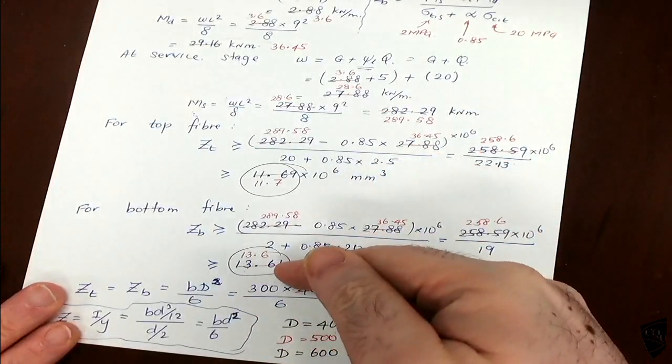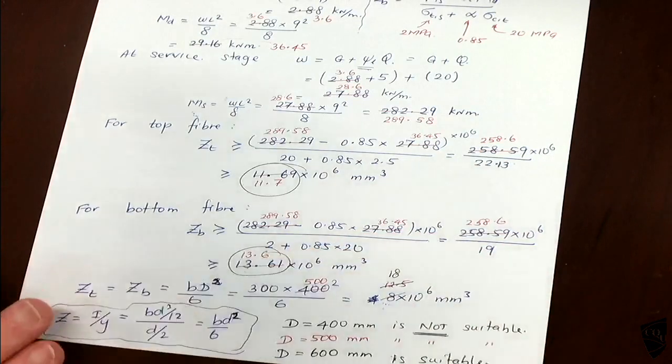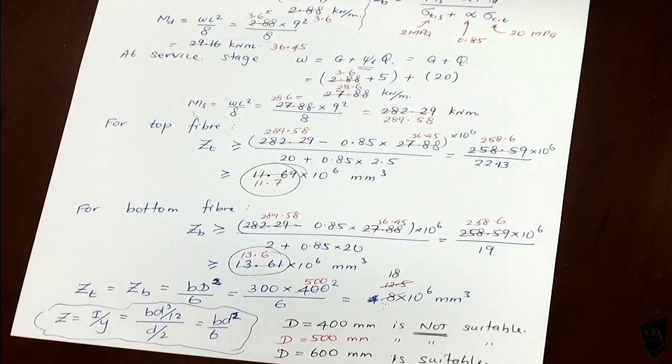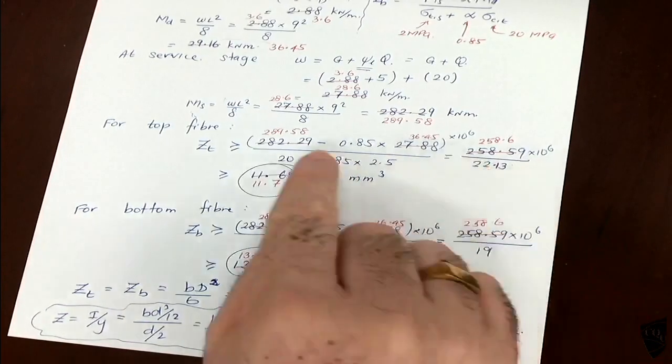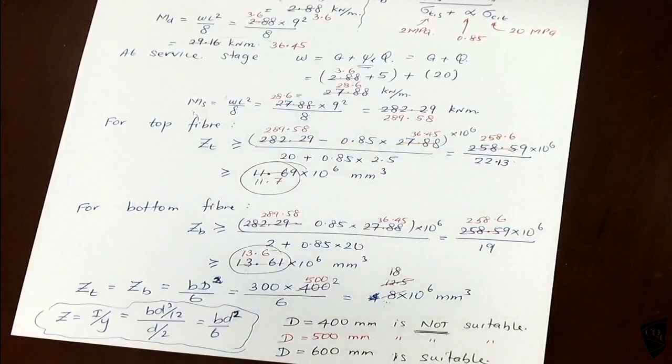It will change, I don't say it won't change, but it will change by a small number. So the moments increase, but the difference in the moments will not change by a significant amount. So I can find out the suitable section using trial and error.